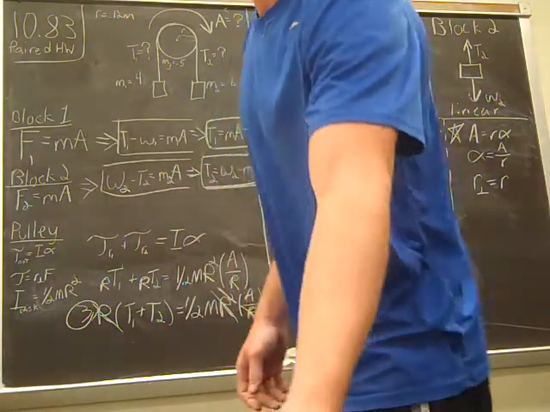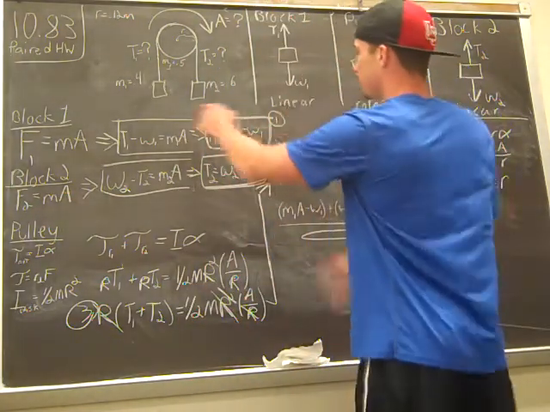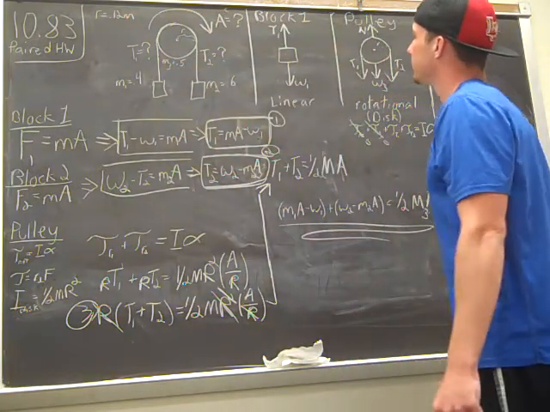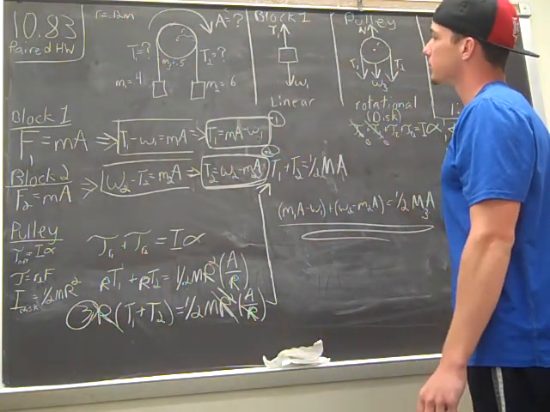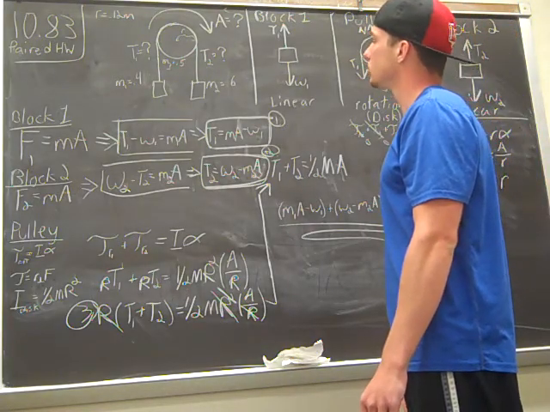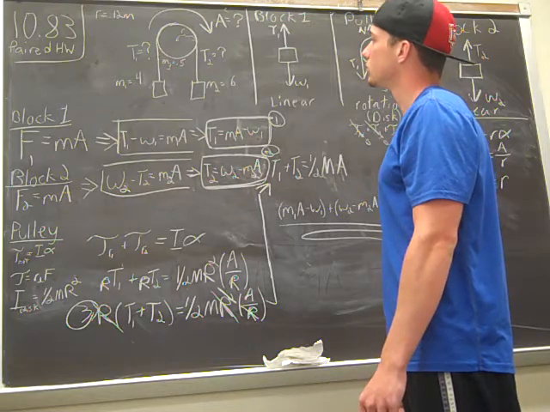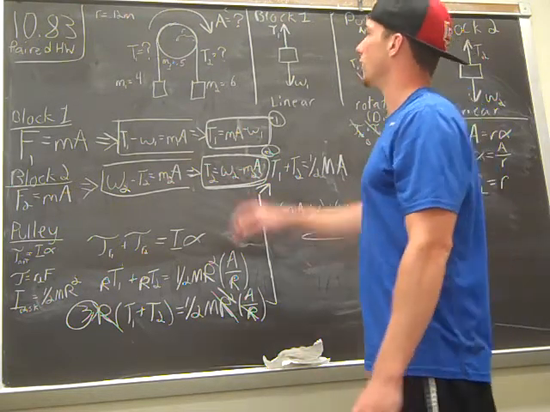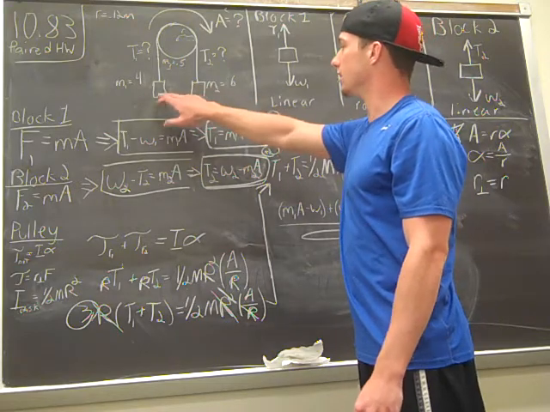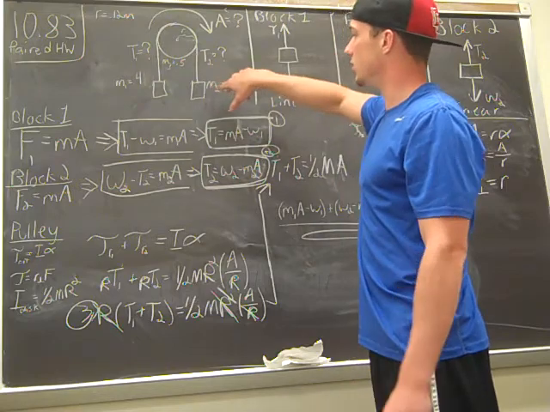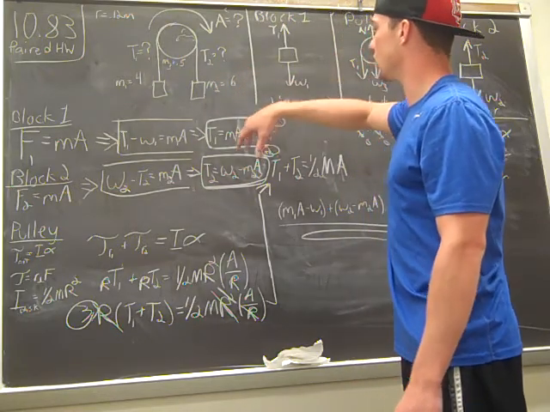It says 2 blocks are connected by a massless cord wrapped around a pulley with a certain radius. The disc can be rotated without friction, so it's basically a perfect pulley. The system is released from rest, and we're supposed to find the magnitude of acceleration and the 2 tensions. Looking at the structure, this mass is greater than this mass, so the acceleration is going to be this way, which is clockwise.